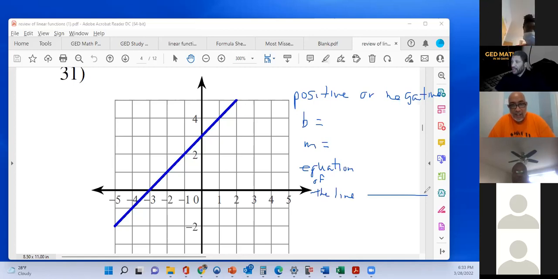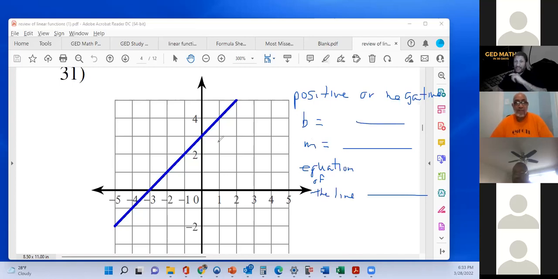I want the slope, and I want the equation of the line. So when you're sending your answers in, the first thing you'll write is a positive or negative. I want the word positive or negative. The second thing is I want B equal whatever the y-intercept is. Then I want M equal whatever the slope is. And then I want the equation of the line, y equals mx plus b. I'm gonna give you 3 minutes. Send me your answer in the chat.